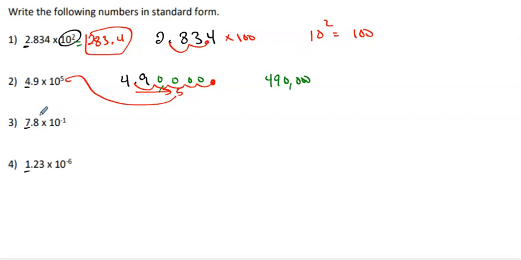So let's take a look at another one: 7.8 times 10 to the negative first power. If the exponent was positive, I was moving to the right. This one's negative, so I'm going to move it to the left.